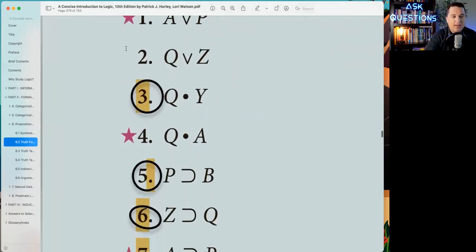So Q and Y, this is a question mark, I believe. Let's make this a little bit bigger. Ooh, that's a little too big. We can practice this one. Y, we said is false. So we have an and statement. We don't know about the left side. The right side's false. So that's going to make the whole statement false. Doesn't matter what Q is.